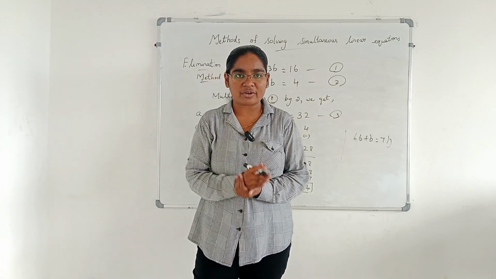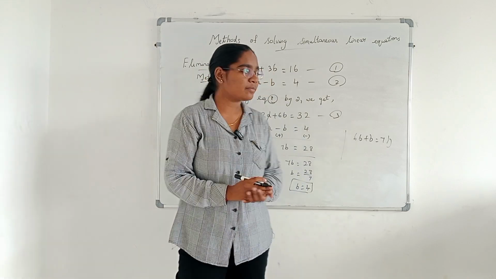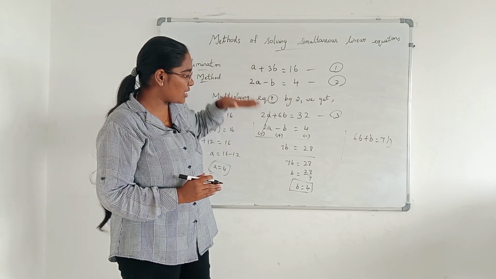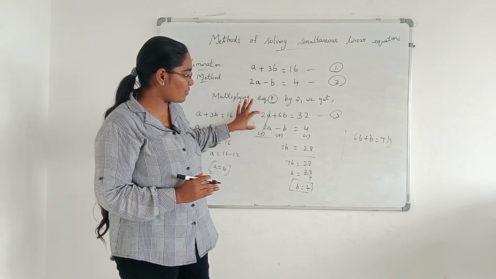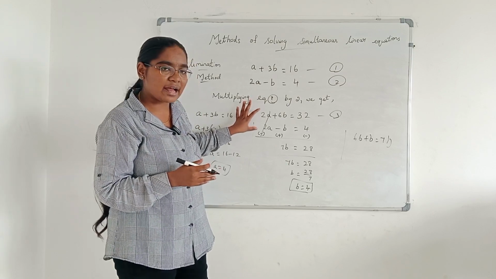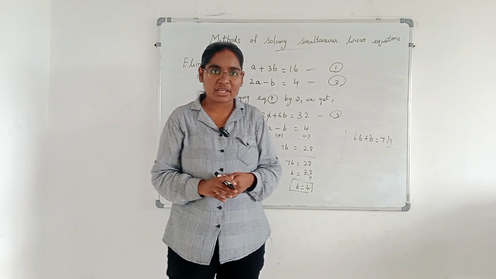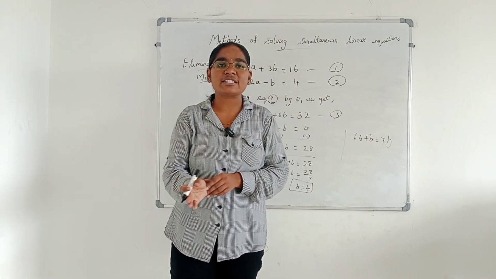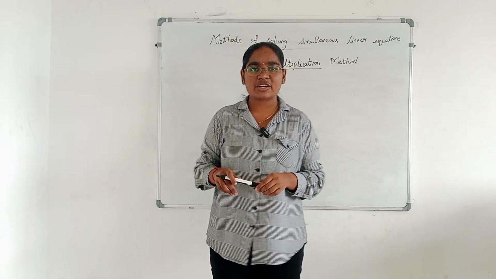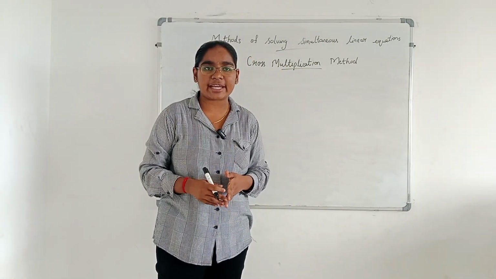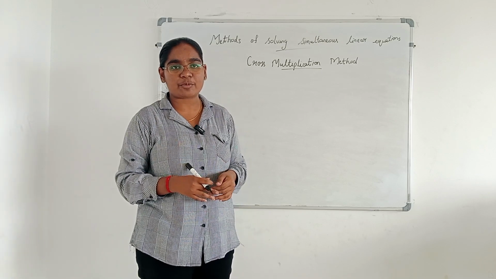So the elimination of a variable can be done in the first step by multiplication or division, and in the second step, while solving those equations, it can be done by addition or subtraction. Okay, next we can approach the cross multiplication method. Next we are going to learn the cross multiplication method. First we are going to derive the formula and next we can approach the problem.